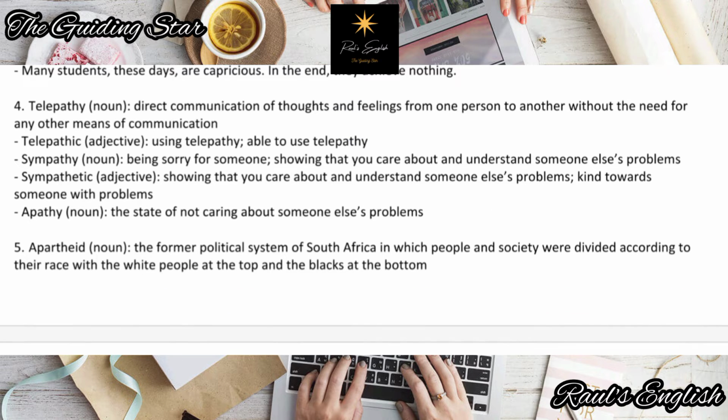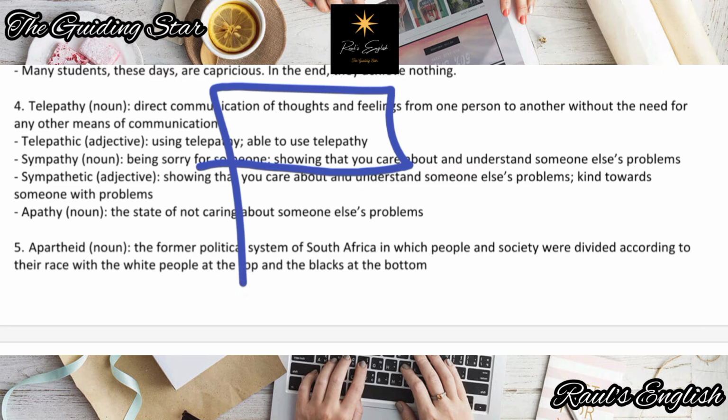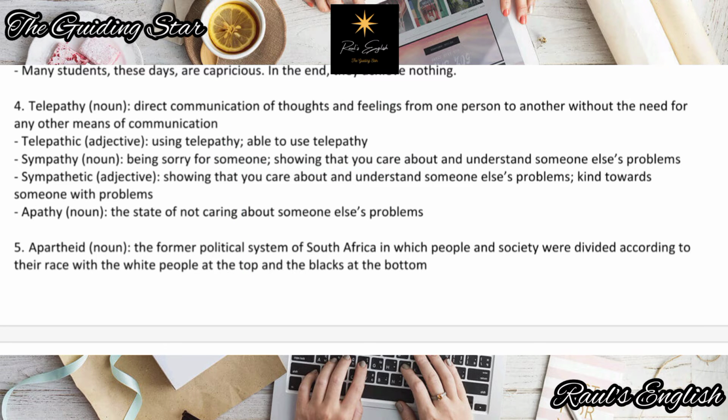Telepathic, sympathy, sympathetic, and apathy. Right. Telepathy is the direct communication of thoughts or feelings from one person to another without the need for any other methods of communication. You don't need to write your thoughts or send an email or phone call or anything for that matter. It's direct. So that is telepathy. Telepathic is the adjective. Someone who is able to use telepathy can be described as telepathic. That man there is telepathic.